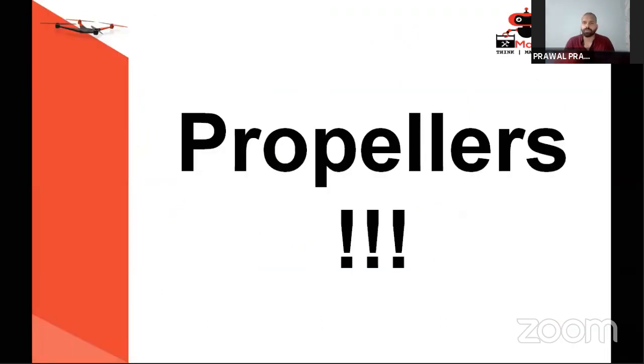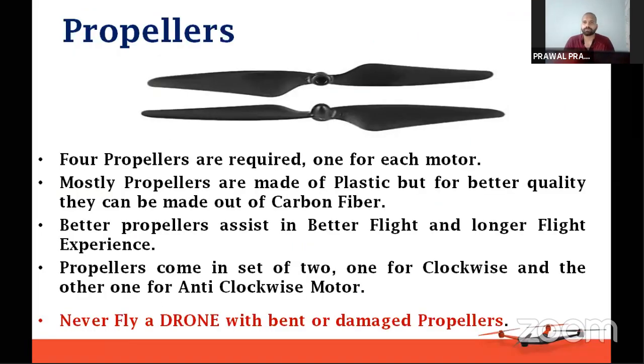Okay, now talking about the propellers. The main thing that you should keep in mind is that in case of a propeller, your propeller should be made up of fiber. Why fiber? Carbon fiber, because as I told you, carbon fiber is very lightweight, plus it is very strong. So we don't want our propeller to break.